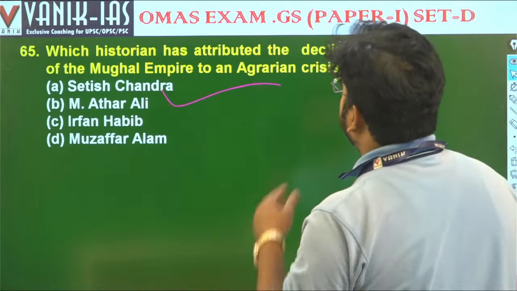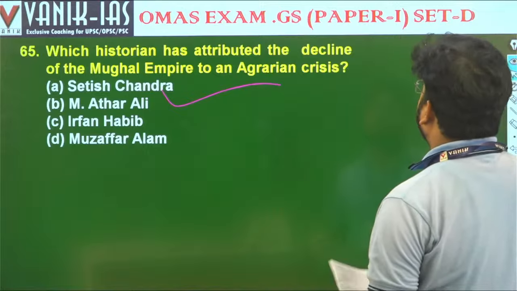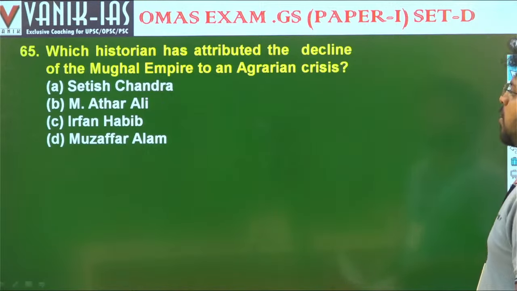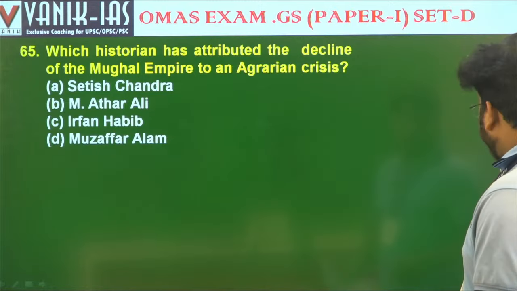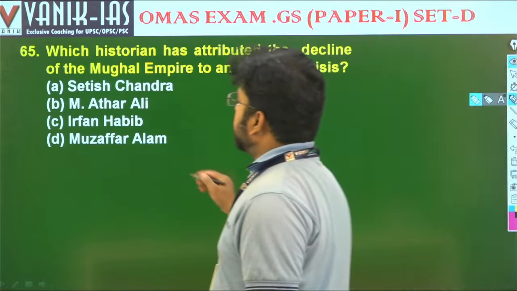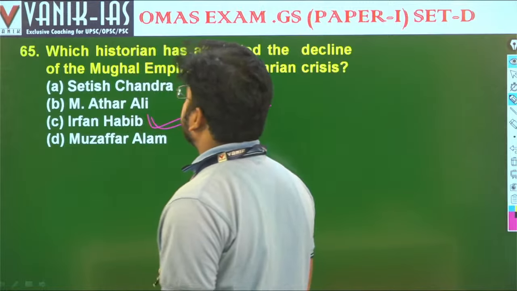Question 6. Which historian has attributed the decline of the Mughal Empire to the agrarian crisis? This is actually a very difficult question. Irfan Habib has done it. Irfan Habib is the answer.